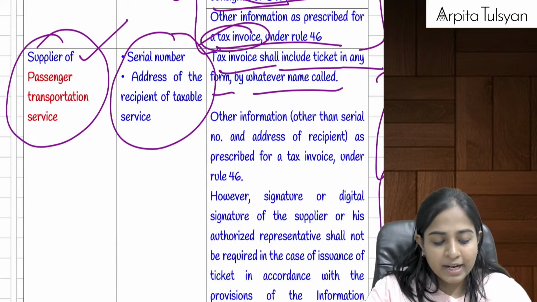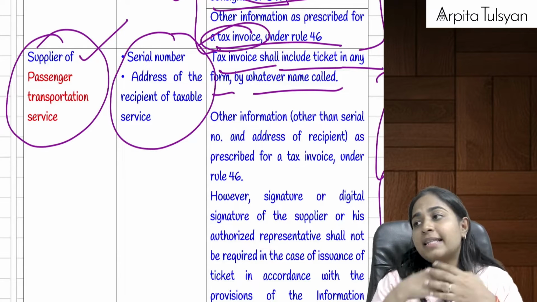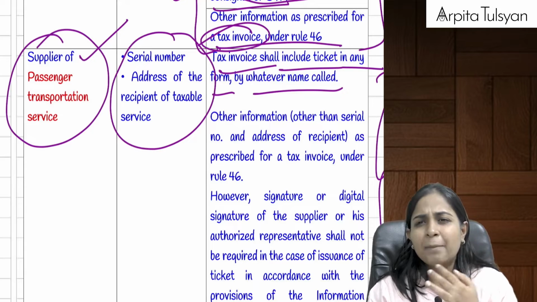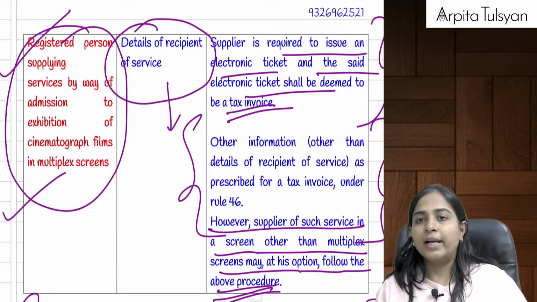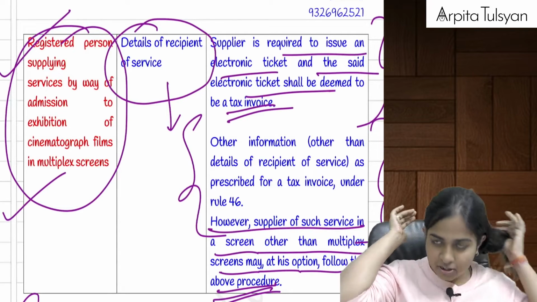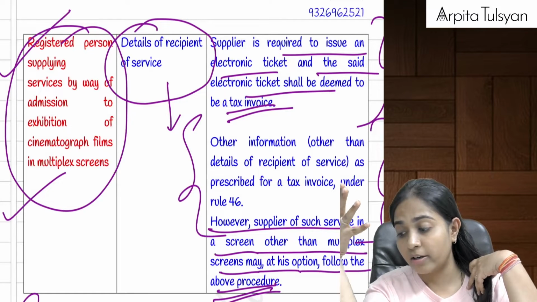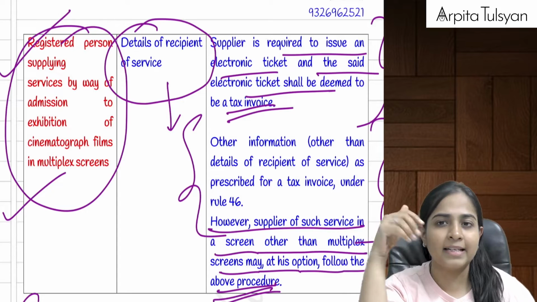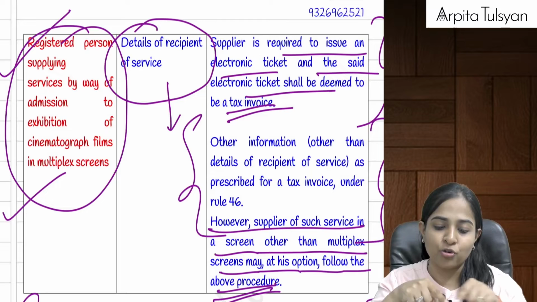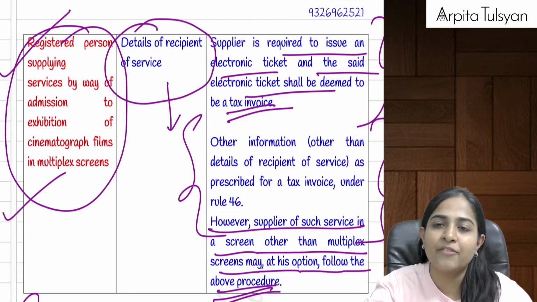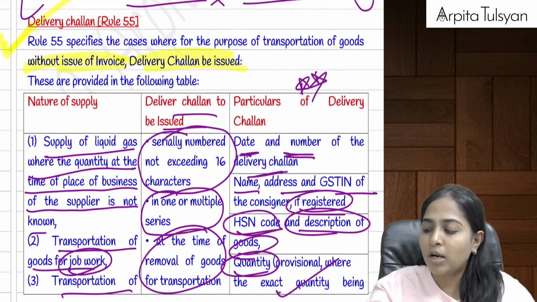If someone is providing me passenger transport services, then in that case a ticket is provided. That will be considered as the tax invoice. Serial number, address of the recipient, etc. is totally not required. And the last one: if a registered person is providing me the service of exhibiting cinematograph films in multiplex screens, normal movie theaters, etc., again, they are not issuing me any tax invoice, they just issue me an electronic ticket, and that ticket itself is considered as the tax invoice, right? So this was all about your different documents.